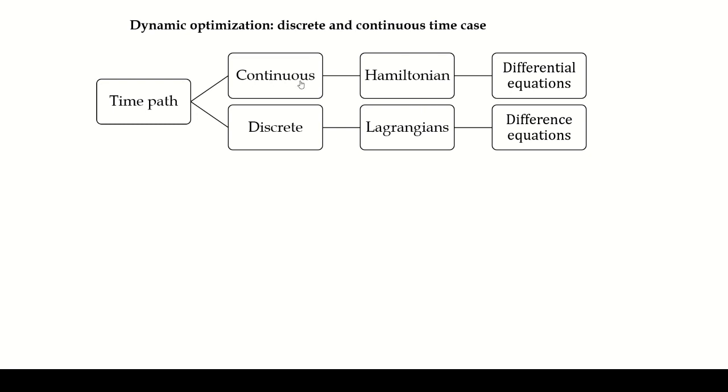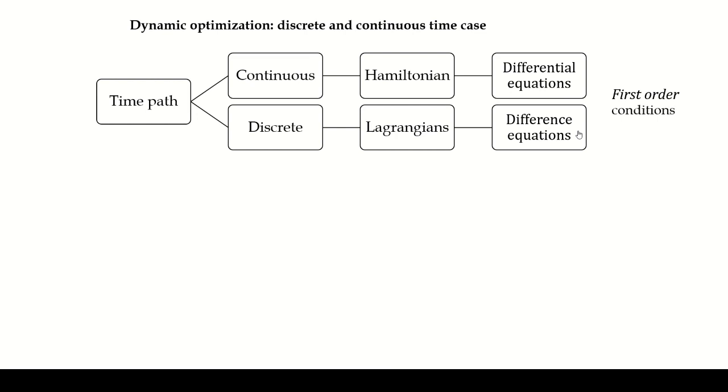and we will use Hamiltonian when we consider time as a continuous variable. After the dynamic optimization, what we will end up with is a set of either differential equations, which would be the case when we consider dynamic optimization under continuous time, or difference equations when we consider dynamic optimization under the discrete time case. So in both cases, we will end up with these equations. Those would be our first order equations, and then we will use some tools to solve those first order equations.